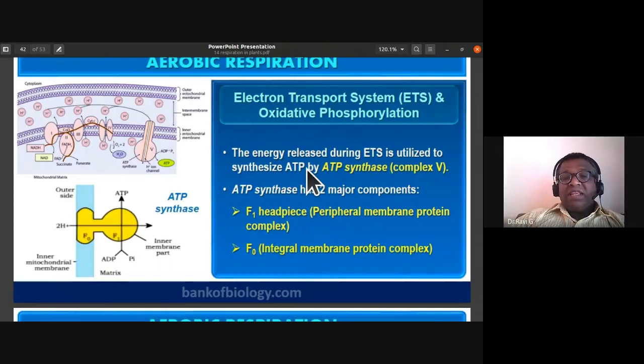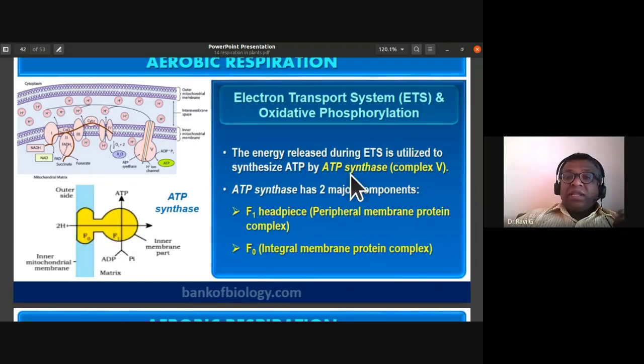The energy which is released during the electron transport system is utilized to synthesize ATP by ATP synthase, which is in complex 5. ATP synthase has 2 major components. We have already discussed the chemiosmotic hypothesis and the role of ATP synthesis. The two components are F0, which is the integral membrane protein complex, and the F1 headpiece, which is the peripheral membrane protein complex.